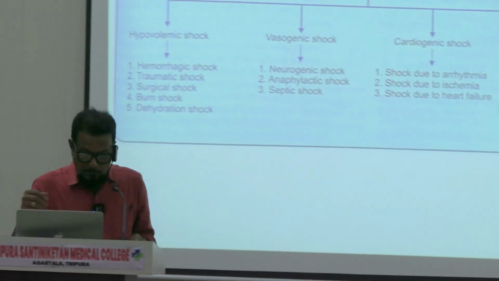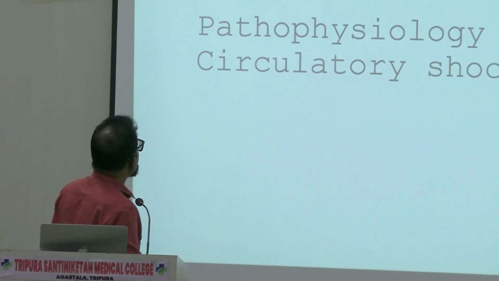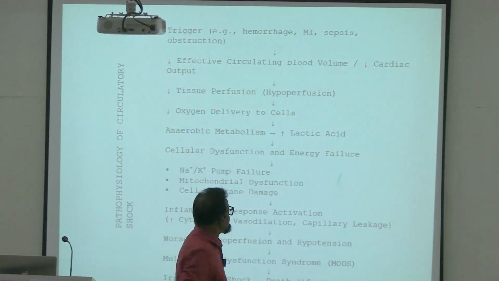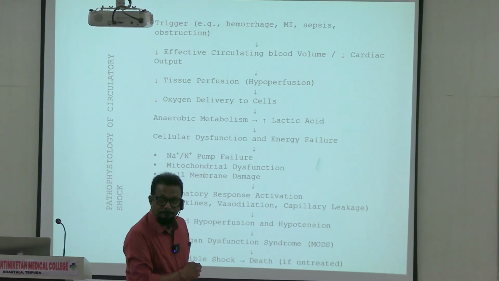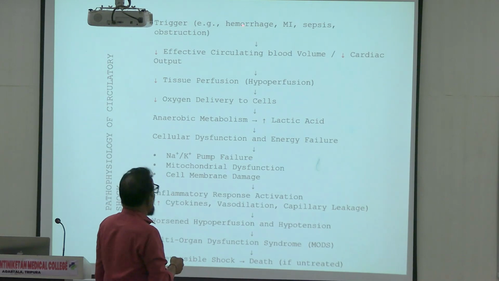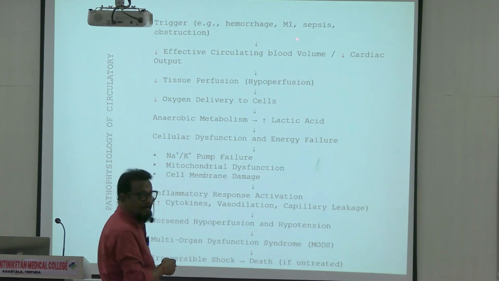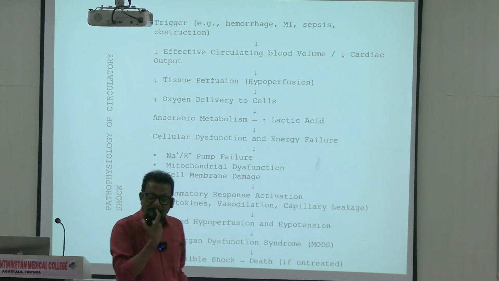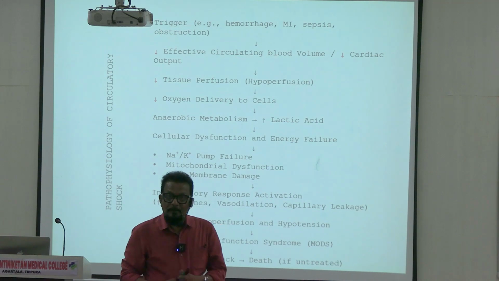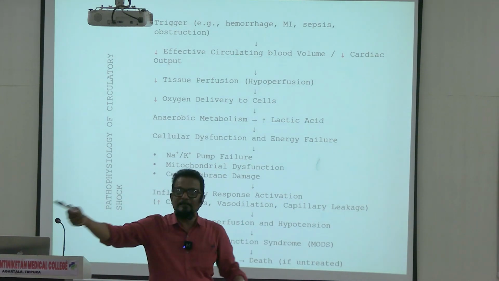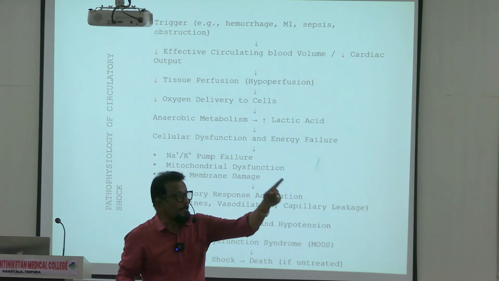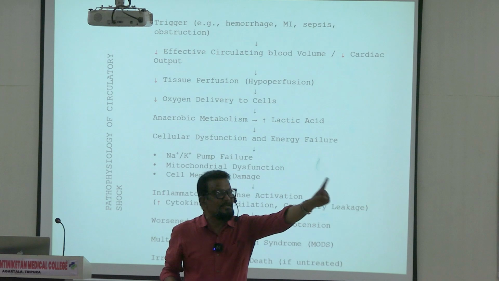Let us now discuss the pathophysiology. What is the trigger? Why the shock? What initiates shock? It may be hemorrhage, it may be myocardial infarction. What is the relation between myocardial infarction and shock? Suppose these are the walls of the ventricle. Now, this part of the ventricle is infarcted.